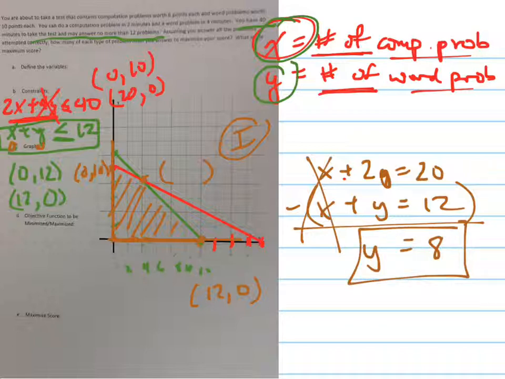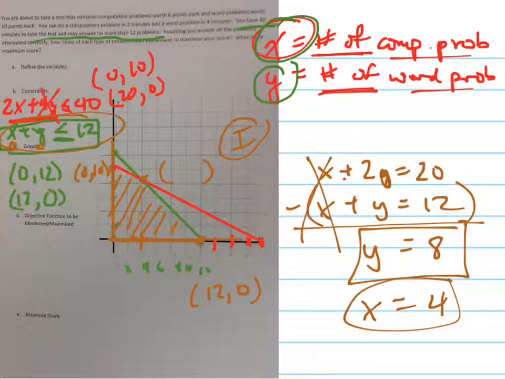So if y equals 8, what does x equal? Plug it into either one of these. X equals 4. So 4, 8. Let's see if that looks about right. 4, 8. Yeah, that looks pretty good, because I drew my graph pretty accurately. All right. So that's your graph. And now we're going to do the objective function.